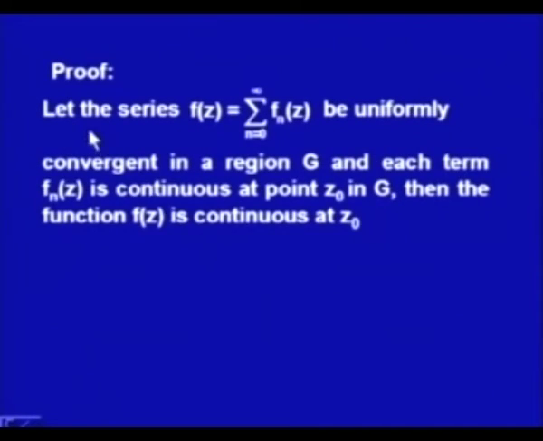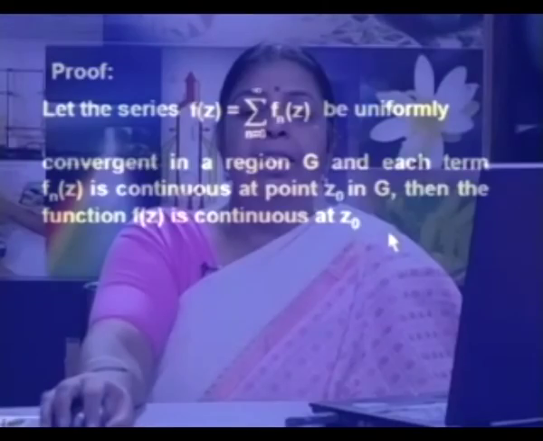Now, let us prove this. Let the series f(z) equal summation n equals 0 to infinity f_n(z) be uniformly convergent in a region G, and each term f_n(z) is continuous at point z naught in G, then the function f(z) is continuous at z naught. So, we first prove this result and then we will prove the term by term integrability.